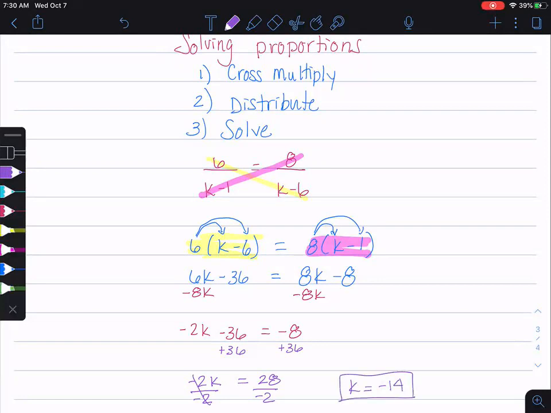So remember, when you see proportions, when you see two fractions that are equal to each other, we do what's called cross multiplication.